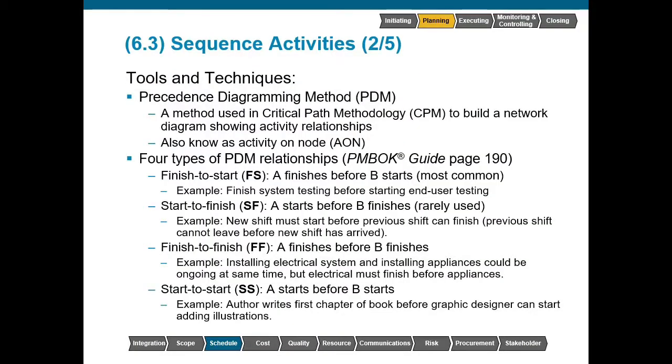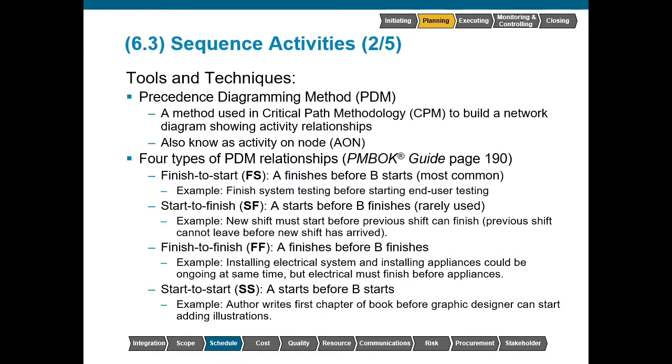So the precedence diagramming method. This is the first step for the critical path method. We need to build our network diagram showing the relationships between these various activities. This is also sometimes called activity on node. There's four types of PDM relationships, as you can see illustrated within the PMBOK guide on page 190.